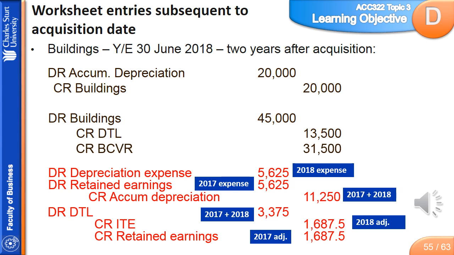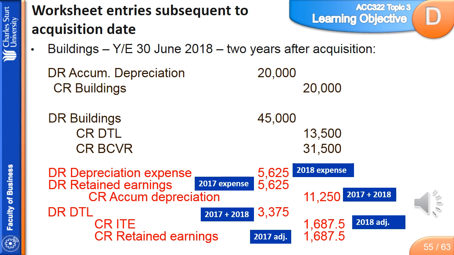And then we've got the deferred tax liability, which is both 2017 and 2018's amount. And then again, we've got the income tax expense for the current year and last year's retained earnings. So a few more things to think about when you're dealing with 2 years after acquisition with buildings. It's very important you know how many periods have gone by between acquisition date and when you prepare the consolidated accounts.